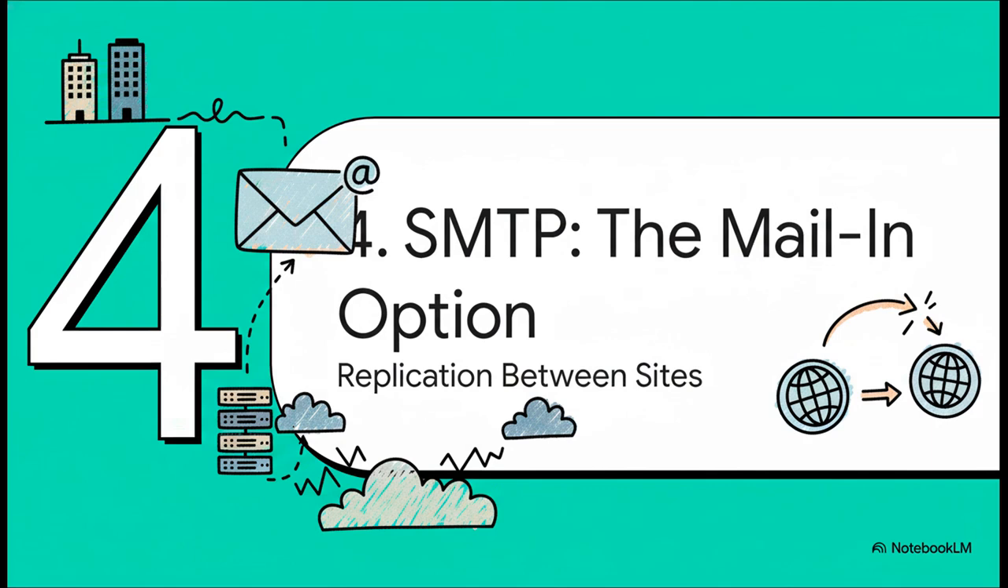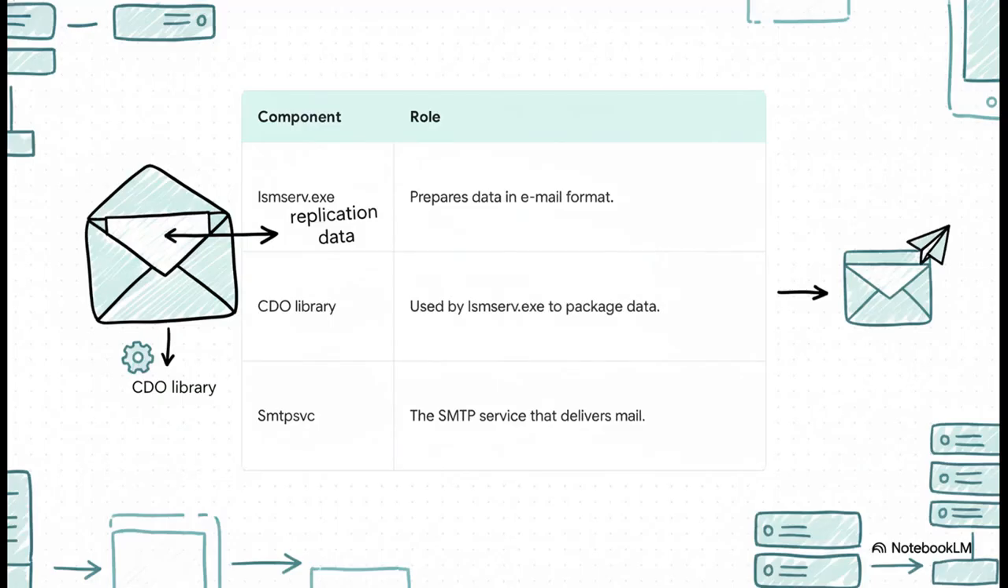But what if the servers aren't in the same building? What if they're in different cities or even different countries? Well, that's when the system might switch over to the mail-in option, SMTP. This method is specifically designed for sending updates between different physical locations, especially where the network connection might not be as fast or reliable. Now, for this postal route, we've got a whole different crew.